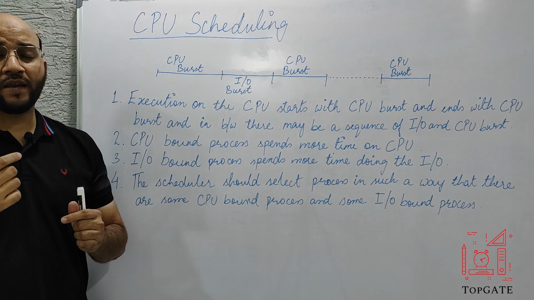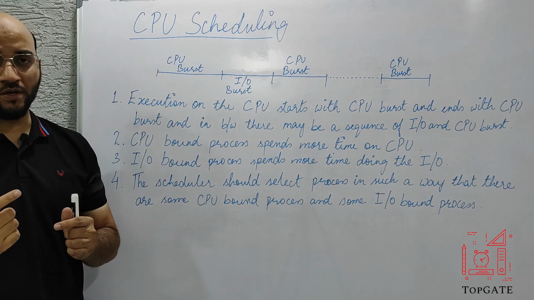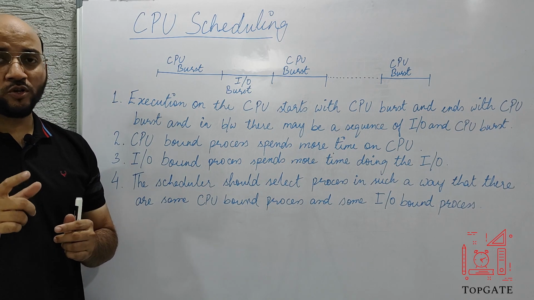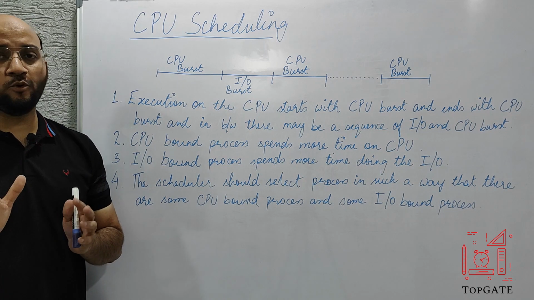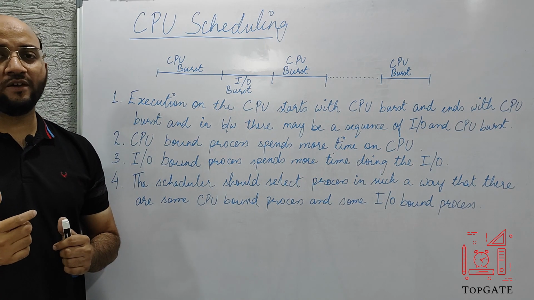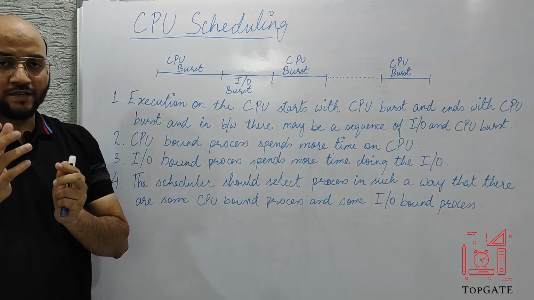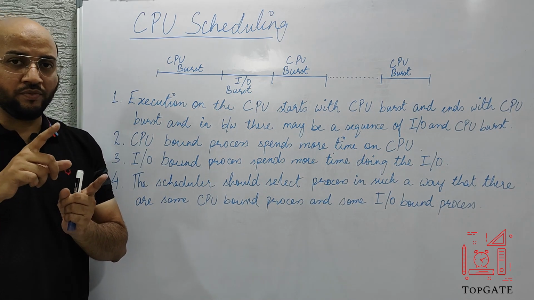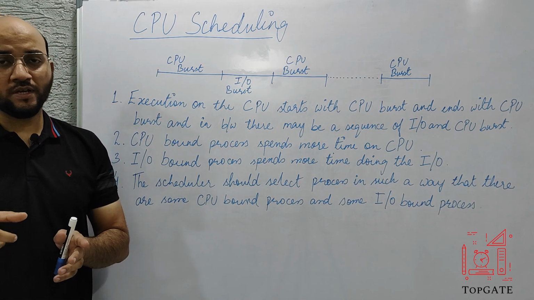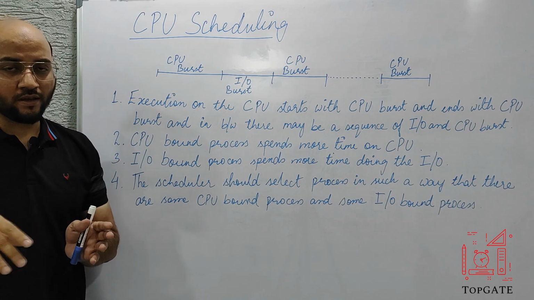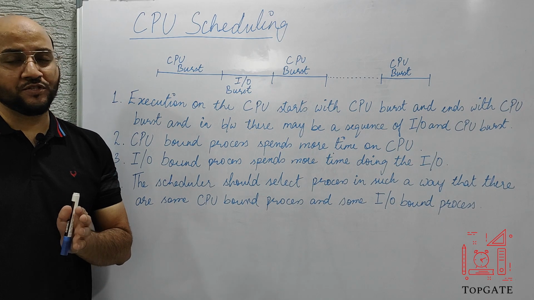So the time for which the process is executing on the CPU is called the CPU burst, and the time for which the process is using the input output devices is called the IO burst, input output burst. So the process in its lifetime migrates between CPU bursts and IO bursts. That is, its journey starts from the CPU burst, then from the CPU burst it may go to the IO burst, then again to a CPU burst, then again to an IO burst, again a CPU burst, and finally it terminates its work at a CPU burst.